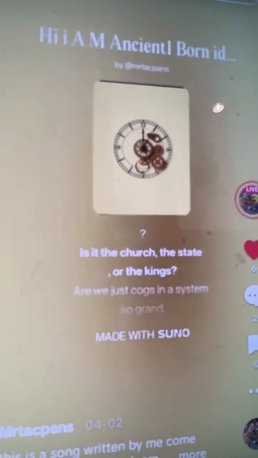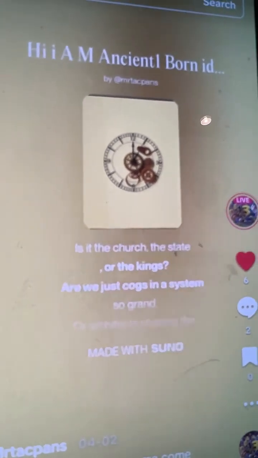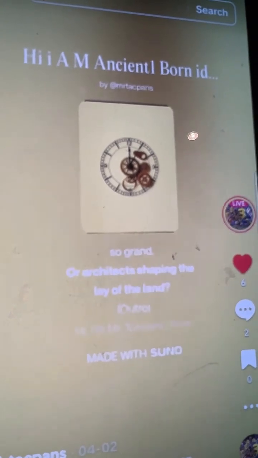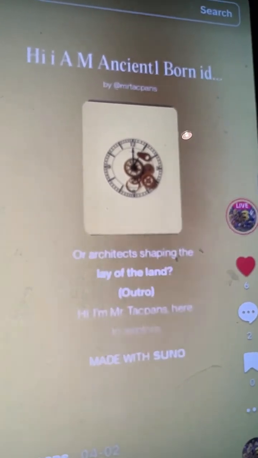What do I want to know? Who's pulling the strings? Is it the church, the state, or the kings? Are we just cogs in a system so grand, or architects shaping the lay of the land?